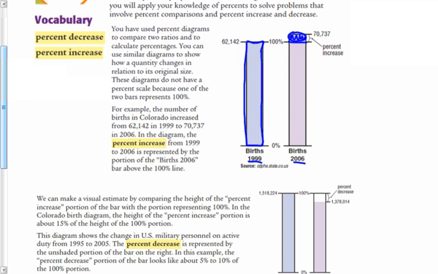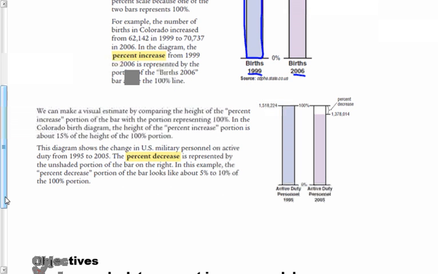And a percent decrease is similar. We look at these two bars. The active duty personnel has decreased from 1995 to 2005, and this little area right here shows the amount of decrease, and we're going to consider that as a percent decrease when we compare that to the original or the beginning amount of personnel. So if we compare this empty space here to this whole bar here, what percent of that is that? That's what we're looking for here.